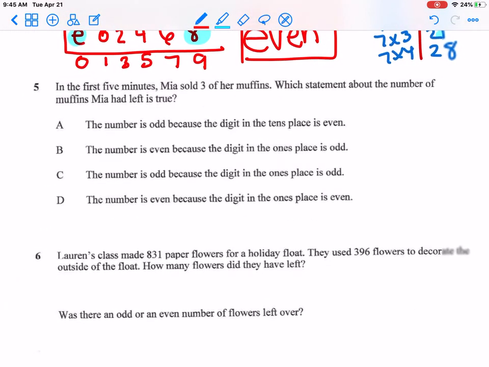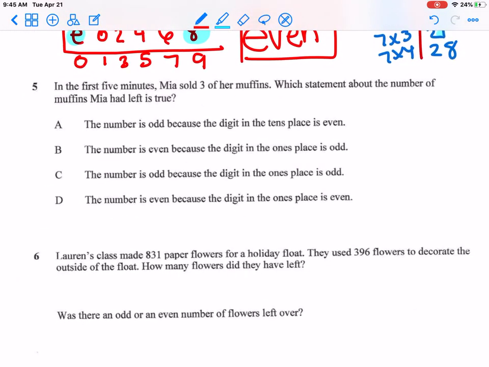Let's look at number 5. In the first 5 minutes, Mia sold 3 of her muffins. Which statement about the number of muffins Mia had left is true? Okay, let's analyze our information. In the first 5 minutes, Mia sold 3 of her muffins. Which statement about the number of muffins Mia had left is true? Okay, let me analyze that.